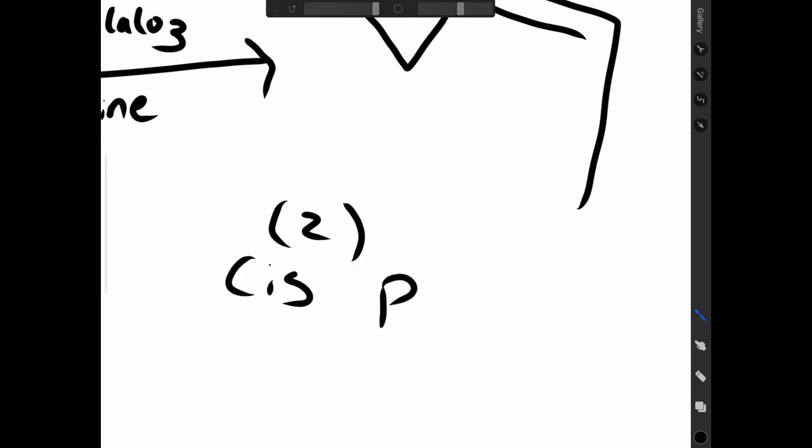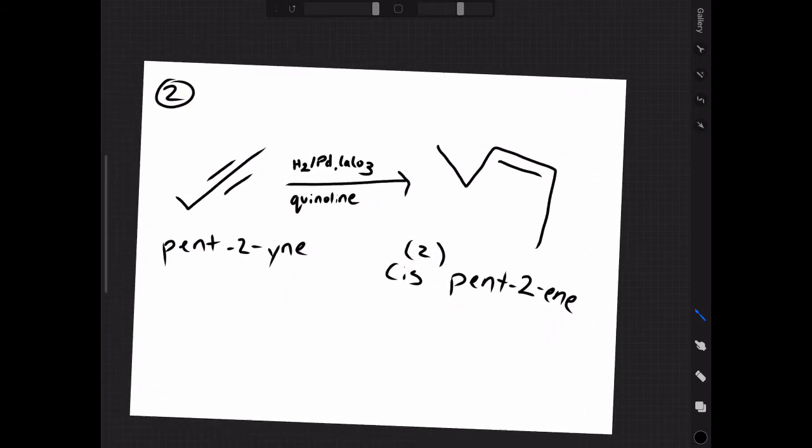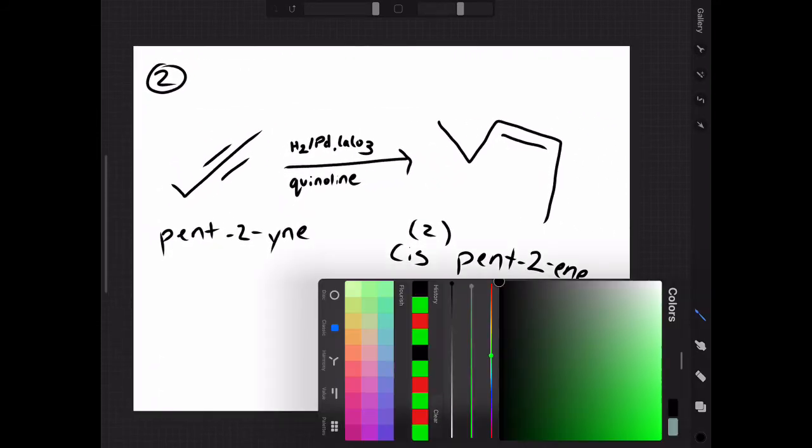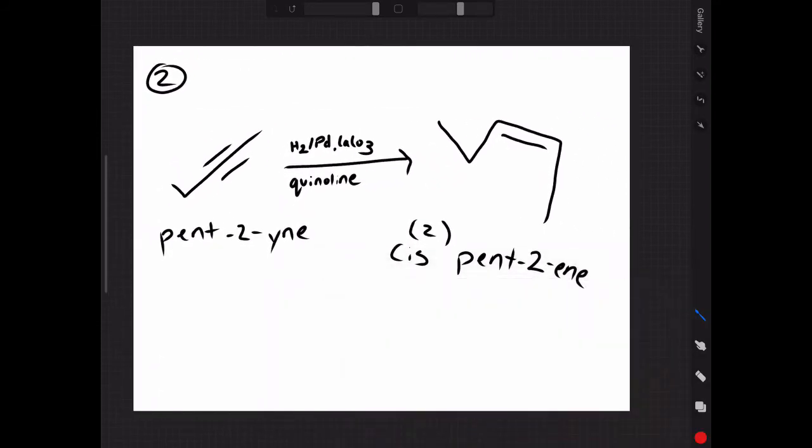Now, it is important to note that in general, if Pd/H2 is used, then alkynes are directly converted into alkanes. So to avoid such a problem in our reaction, we use Lindlar's catalyst, which is very selective to triple bonds, and gives rise to cis alkenes, which is that double bond we see.